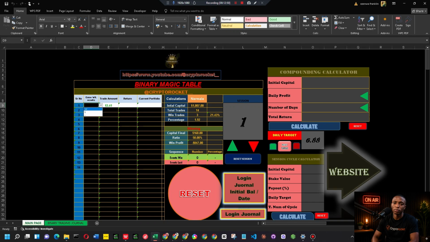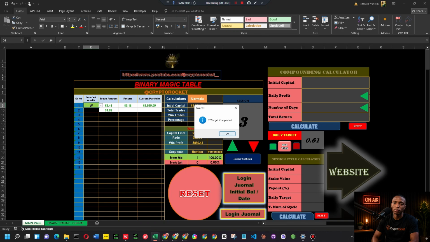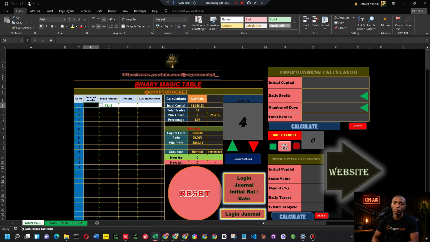And all this, as you can see, it will be deducting until it's done. It will show you target completed, right? And once this one is done, you will see it in your session, and this one is done. That means you are done for the day. You don't need to over trade, because this system is a pure money management system.